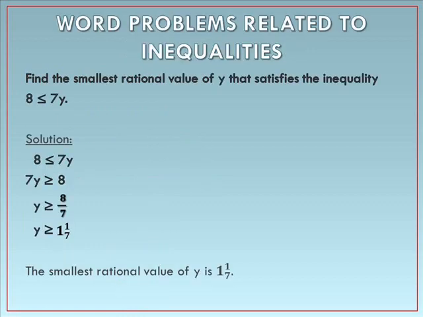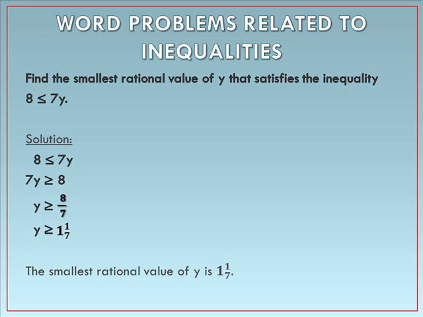Here we have a word problem related to inequalities. It says, find the smallest rational value of y that satisfies the inequality 8 is less than or equal to 7y. First of all, we will copy down the inequality, that is 8 is less than or equal to 7y. Then we will write it as 7y is greater than or equal to 8, that is same as 8 is less than or equal to 7y.